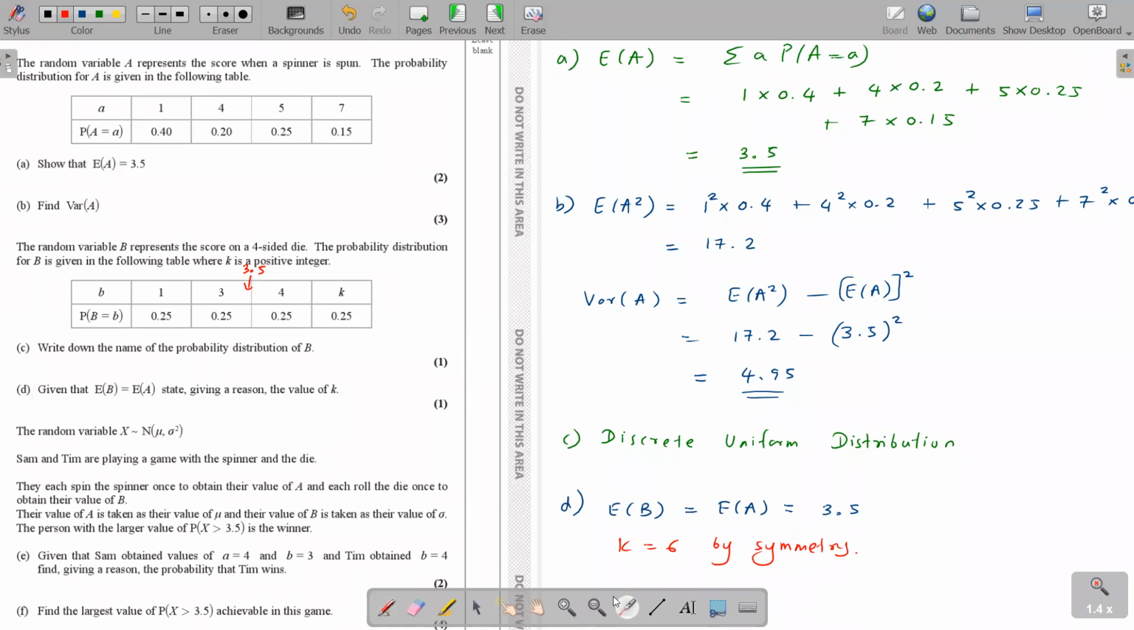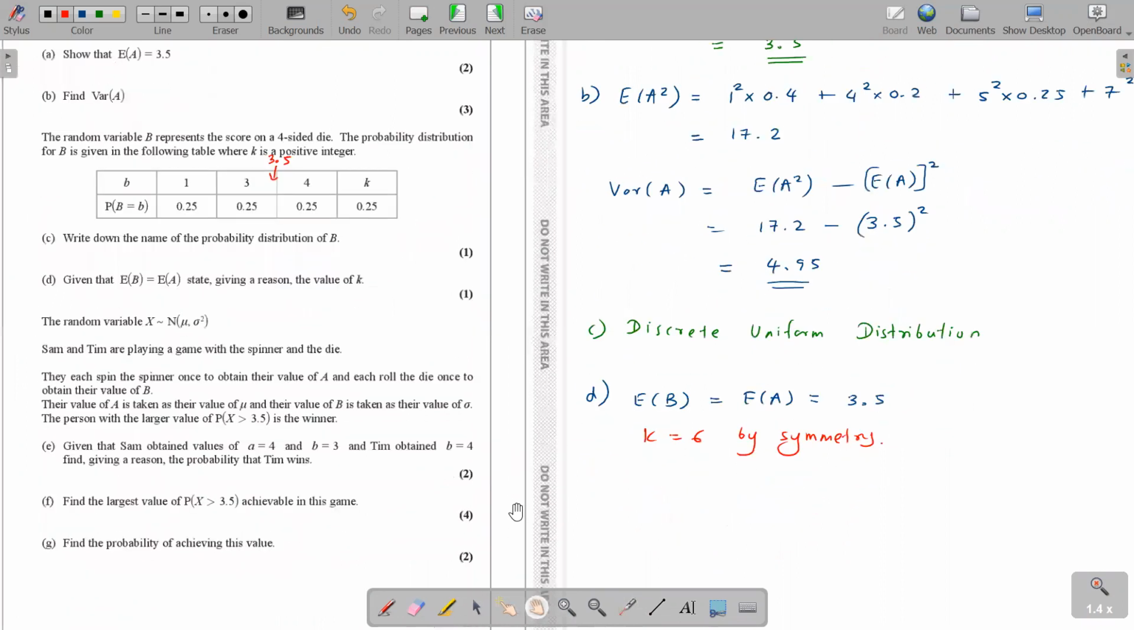Now remember, we would not be able to do this if these probability values were different. Okay, if the probability values were different, you have to definitely multiply and do it in the long way. Since every B value has an equal chance, we can take the symmetry and do the sum in this case.